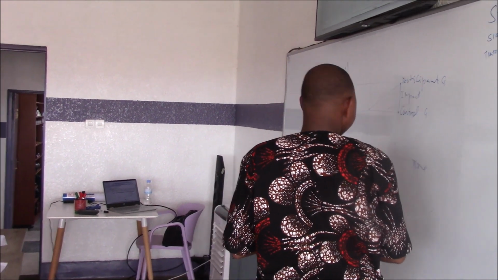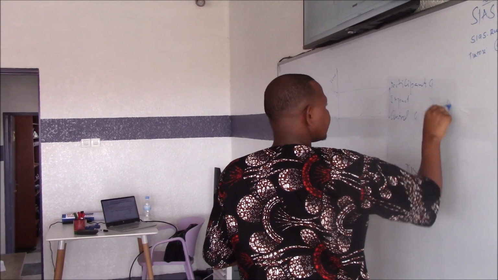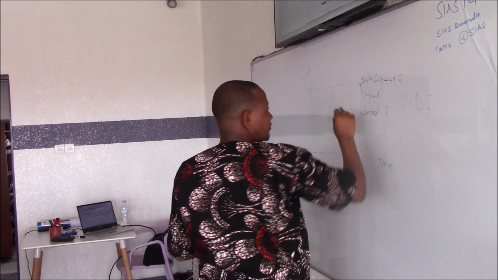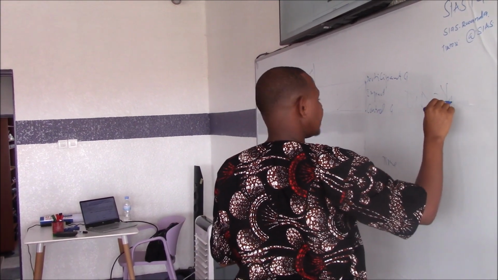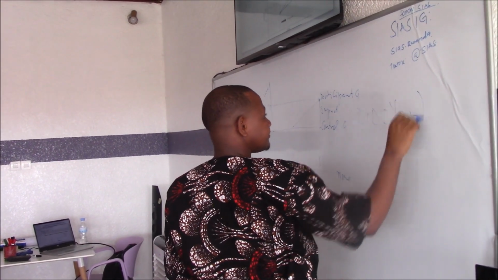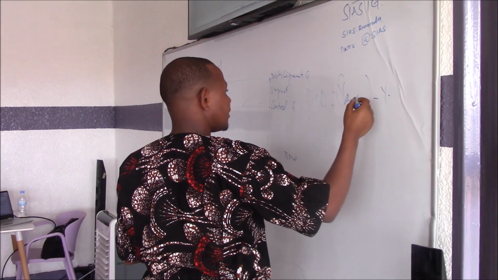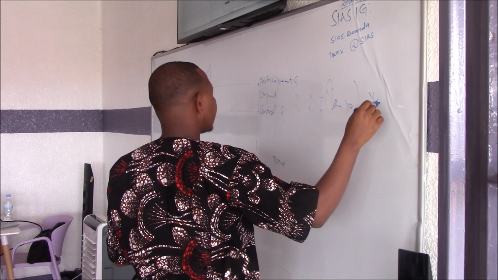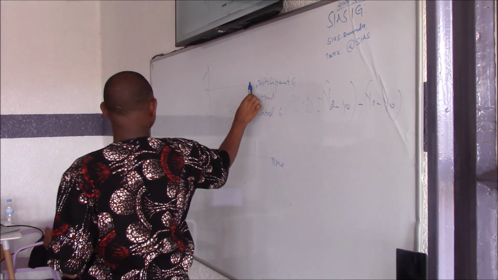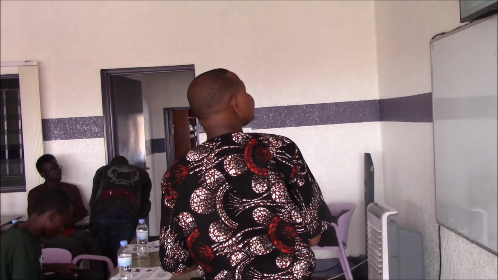We have what we call difference in difference. It means you take y1 minus y0, and then y2 minus y2, then y1 minus. So this is difference in difference, because of the intervention.